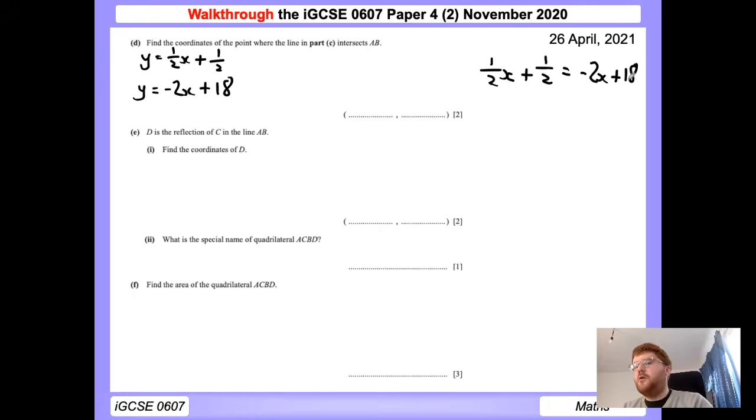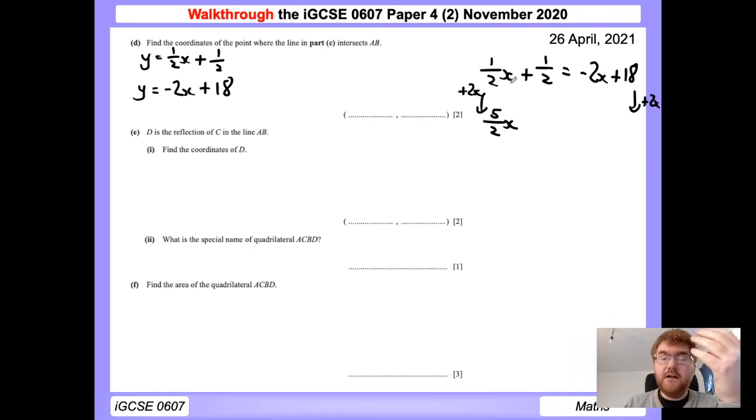At this point we solve this like a normal equation. So what I would do first is bring the x's to one side. So I'd add 2x on both sides. That's going to give me 5 over 2x. Okay, because this is 4 over 2. Okay, if you're not sure about that, you can convert it to decimals if that makes you feel better. Plus a half is equal to 18. There's a reason I've kept it as a half, as we'll see shortly.